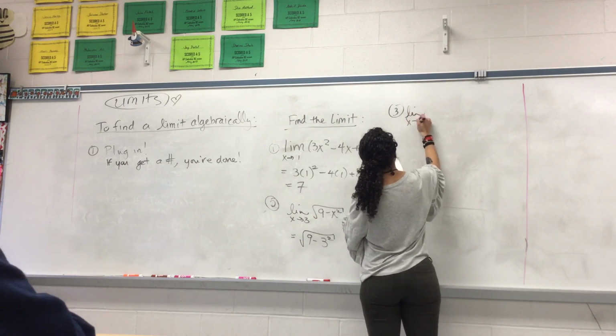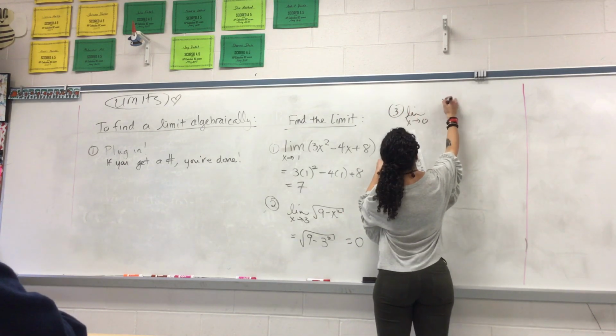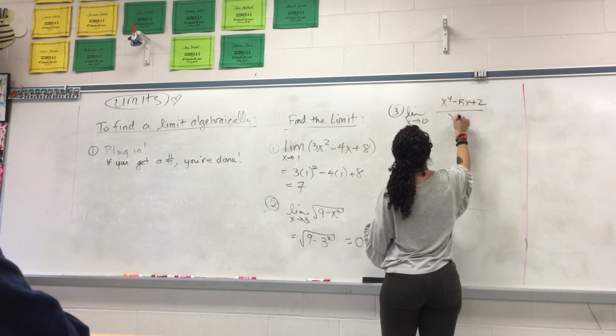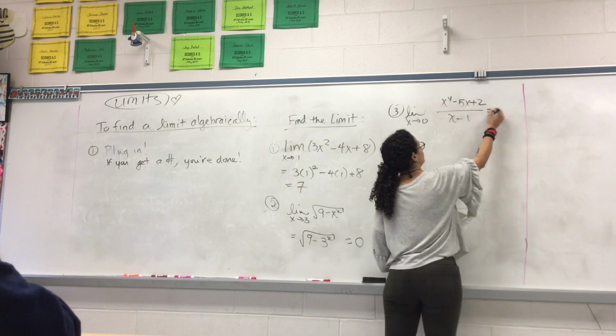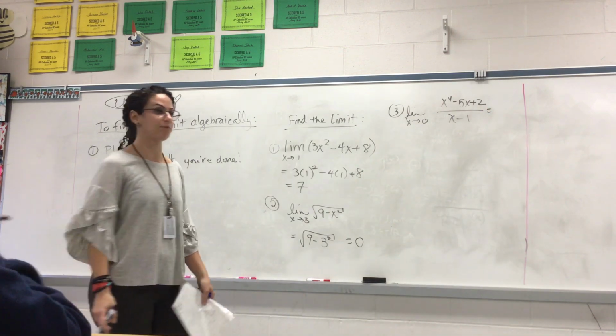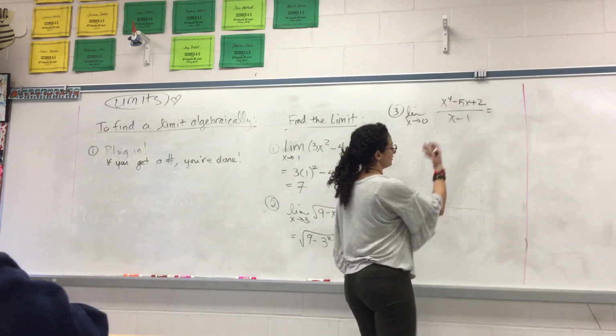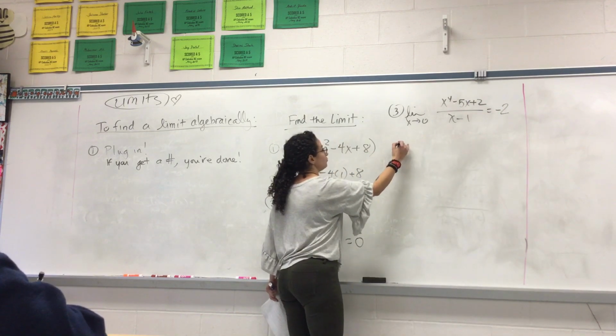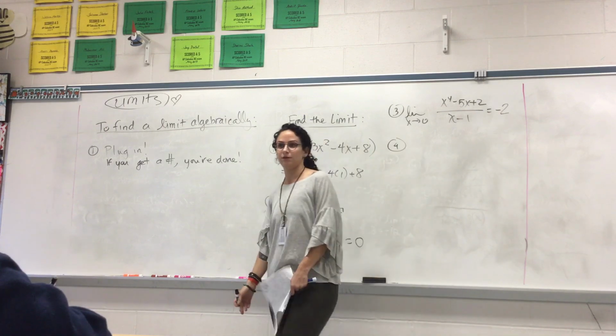Let's take the limit as x approaches 0 of x to the 4th minus 5x plus 2 over x minus 1. I'm just going to plug in my number. If I plug in 0, that's wonderful. I love plugging in 0. I get 2 over negative 1, which is negative 2. That's my answer.